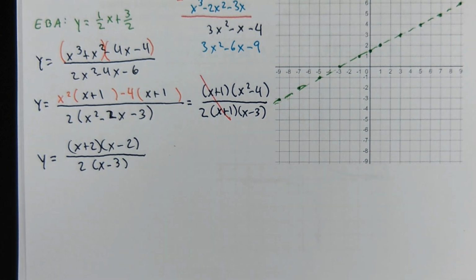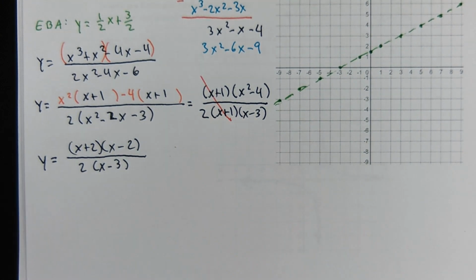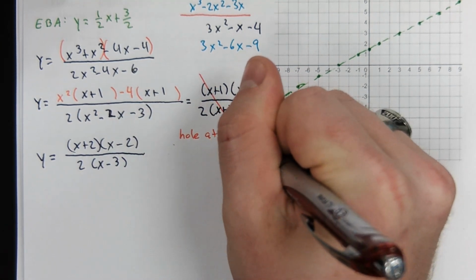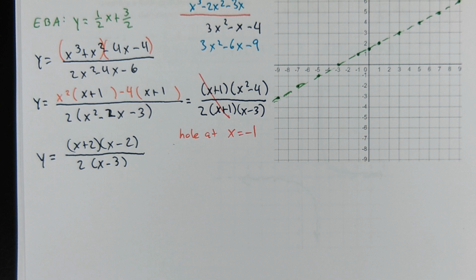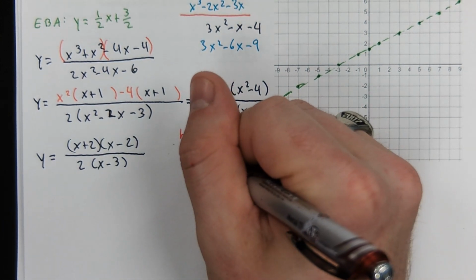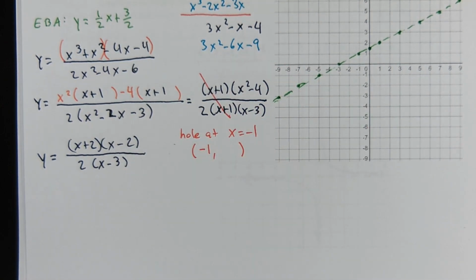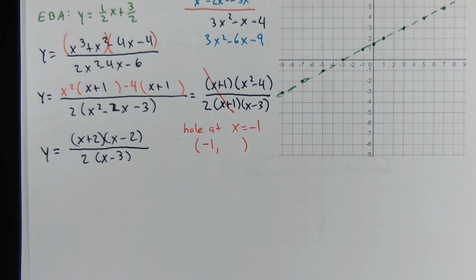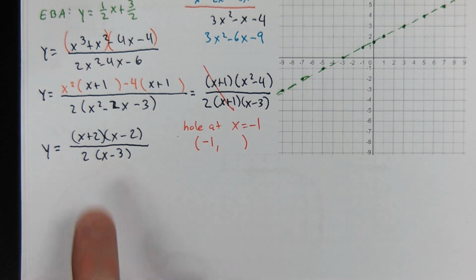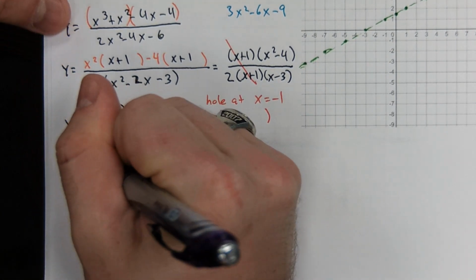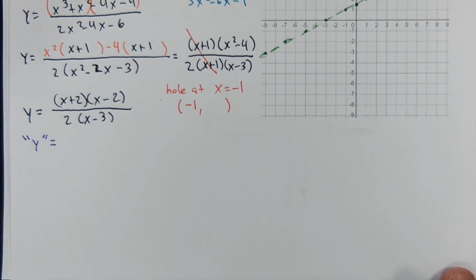Let's track down that deleted point since we've already done this. So we know we have a hole at x equals -1. And we need to know the y value for the hole in the graph. And the way you do that is you substitute in x equals -1 into the simplified version of the function. Yep, the factored and simplified.